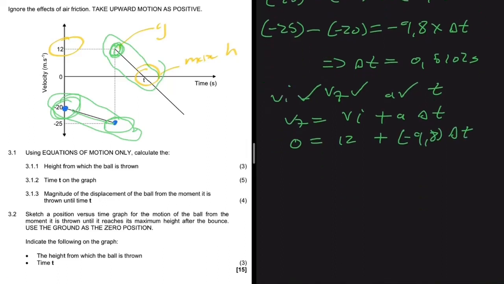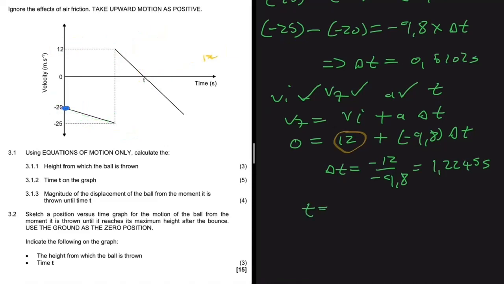So you can see what we're going to do here. We're going to take 12 to the left hand side and divide both sides by 9.8. So delta T is going to be equal to minus 12 divided by minus 9.8, right? And that will be equal to 1.2245 seconds.